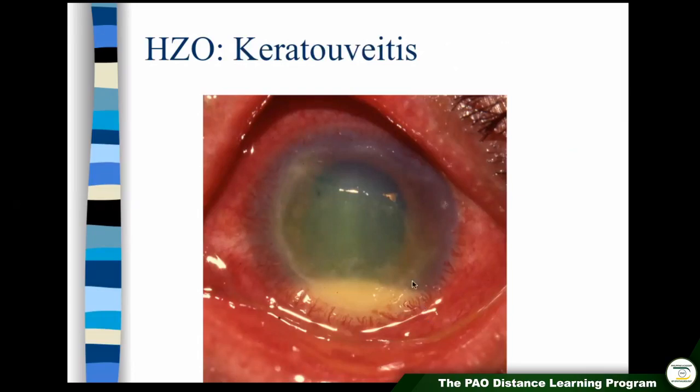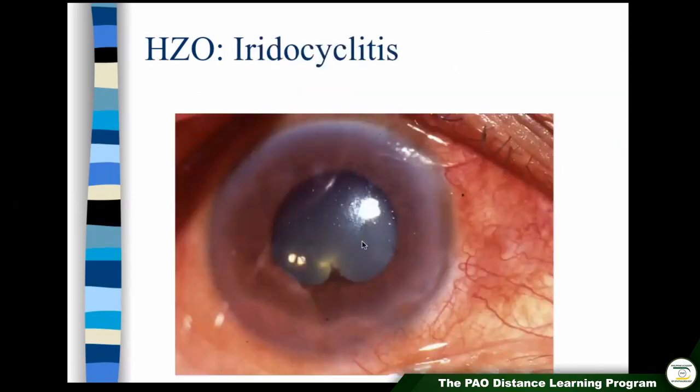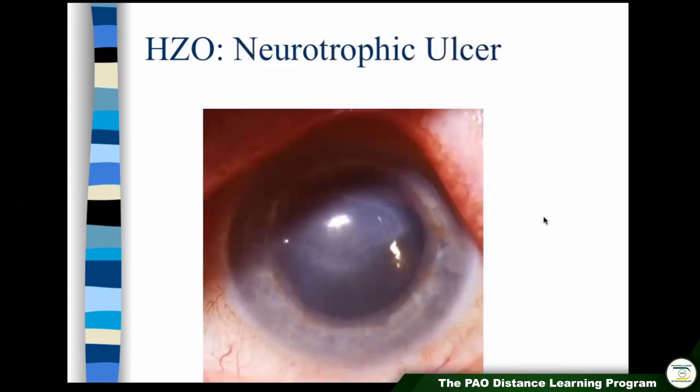Then if they have keratouveitis, like cells and flare, hypopyon, this patient also had an epithelial erosion on the cornea. This is several weeks out now, with a synechia, but with still focal scleritis here, so they can occur together. It is like iritis and scleritis, or a neurotrophic ulcer.